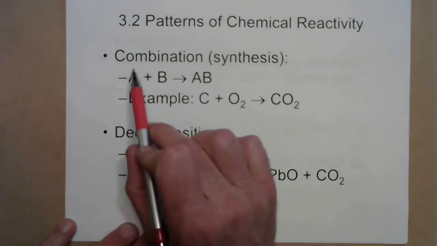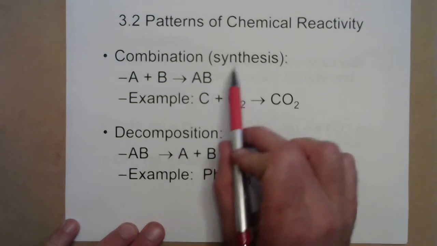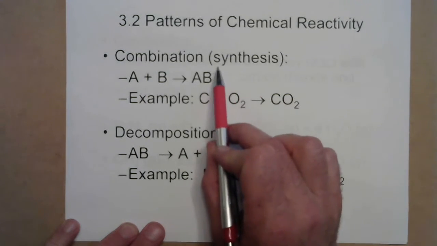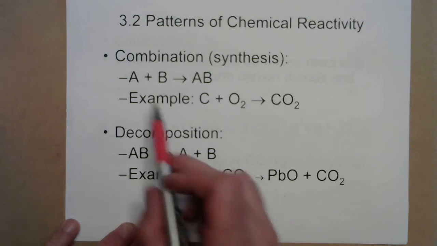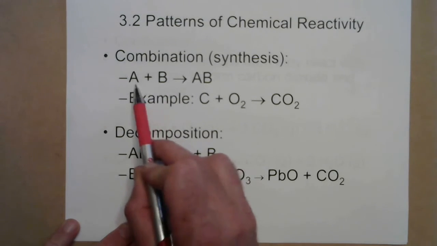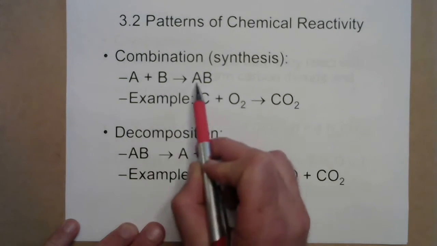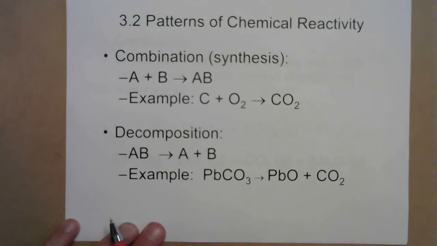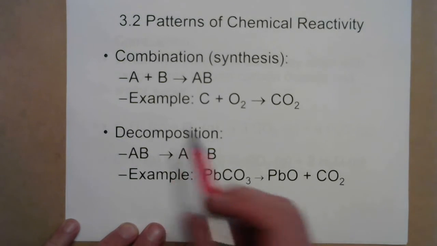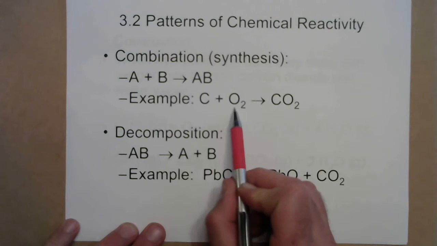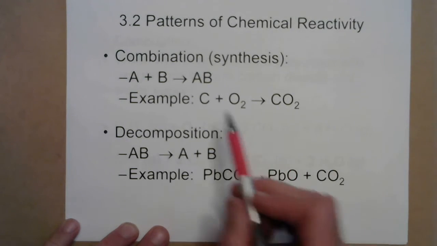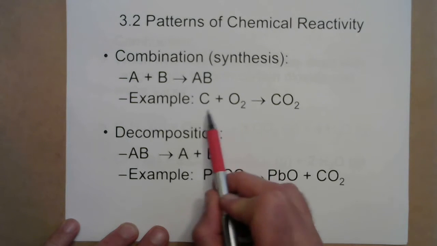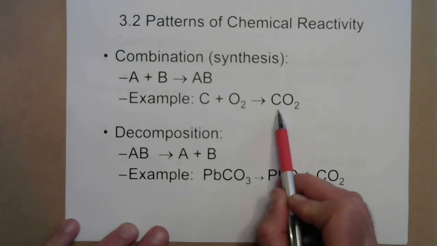So the first one we'll look at is a combination reaction, also called synthesis. A synthesis reaction, or a combination, is when you're building one thing. So you take two or sometimes three simpler, smaller parts and put them together to make one bigger, more complex part. An example of this is carbon and oxygen coming together to make carbon dioxide. Pretty easy to recognize because you always have two reactants and one product.